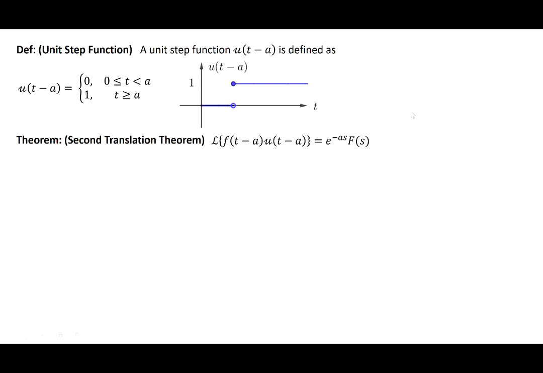And the theorem involving this unit step function is Laplace of f of t minus a u of t minus a equals e to the negative as f of s. This is the second translation theorem. Again, the translation refers to the fact that f of t is being translated to the right by a units with this f of t minus a. That's the whole idea. So Laplace of f of t minus a u of t minus a apparently is e to the negative as f of s.